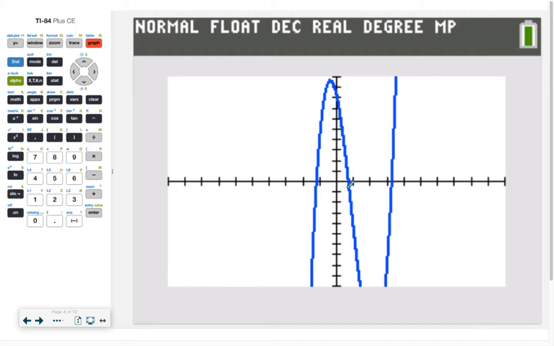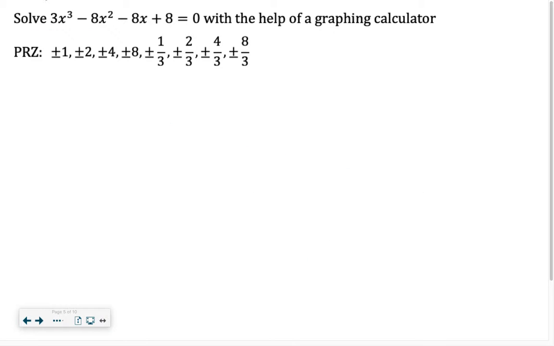Maybe -4/3, maybe 2/3. What we know about this one, though, since there is no rational zero in between 3 and 4 on my list, this is going to have to be an irrational zero. Right? So let's start by checking 2/3. Okay, let's see if that works.